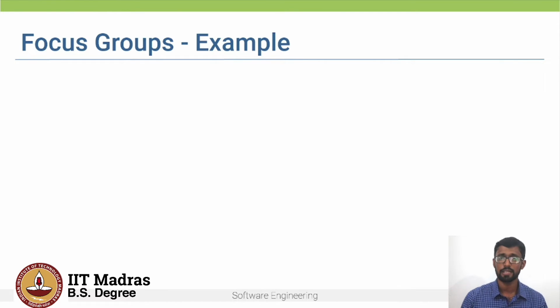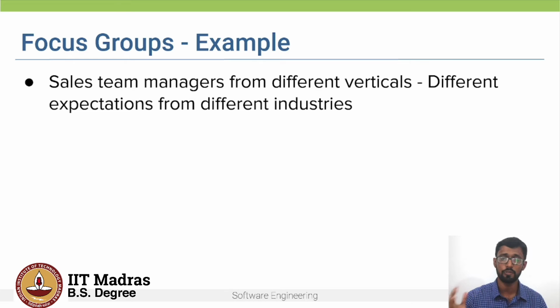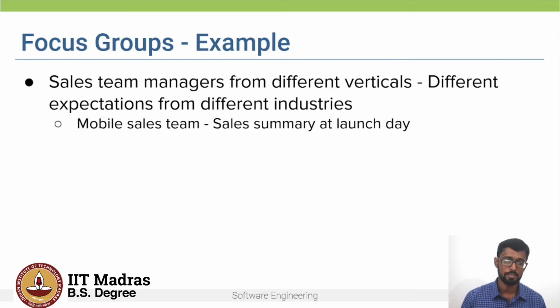So let's take an example from the Amazon seller portal itself. We can conduct focus groups with different sales team managers from different verticals. And there might be different expectations from different industries. So for example, a mobile sales team might be very interested in understanding what the sales summary is at the launch of a particular mobile.